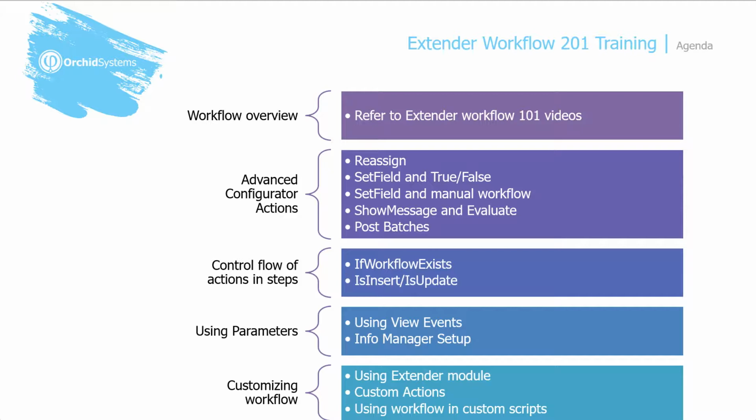Some advanced actions that control the flow of actions in the steps, such as doing different actions when there is already a workflow instance pending, or whether the view field update is based on an insert or an update of the record. We will look at using parameters in view events and scripts, as well as Information Manager. And then we will look at customizing the workflow using modules in Extender as well as custom actions, and then we'll touch on using the workflow in custom scripts.